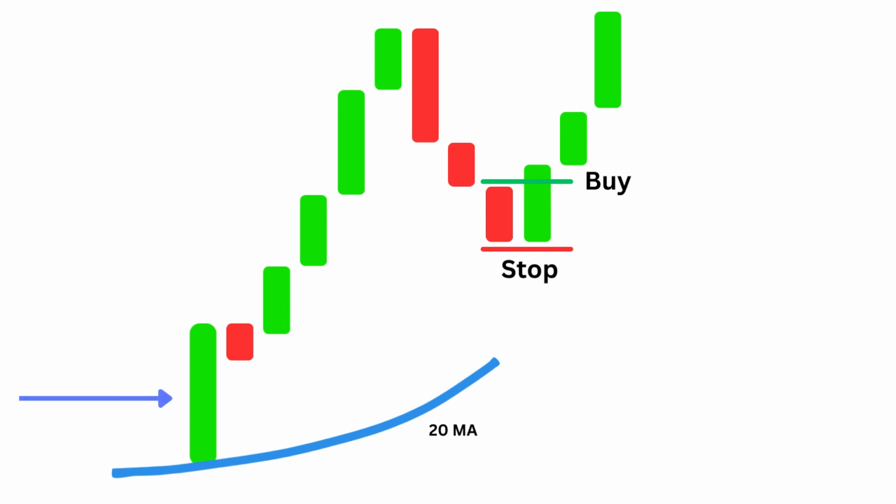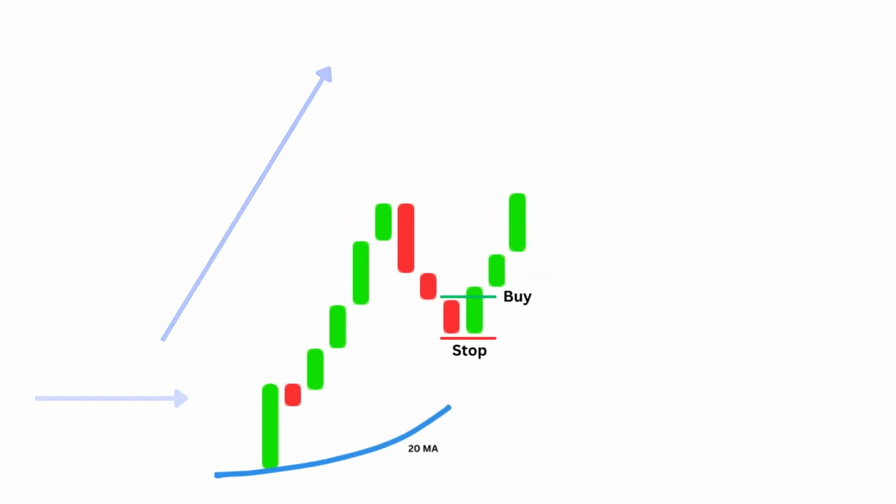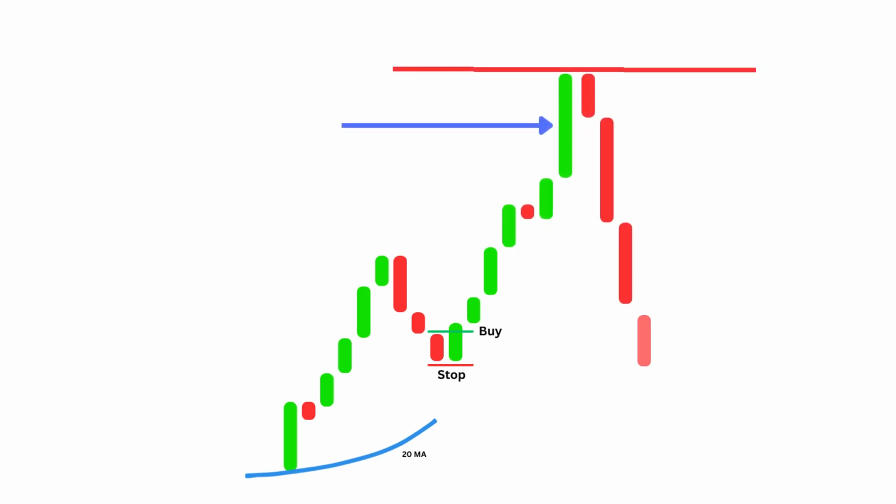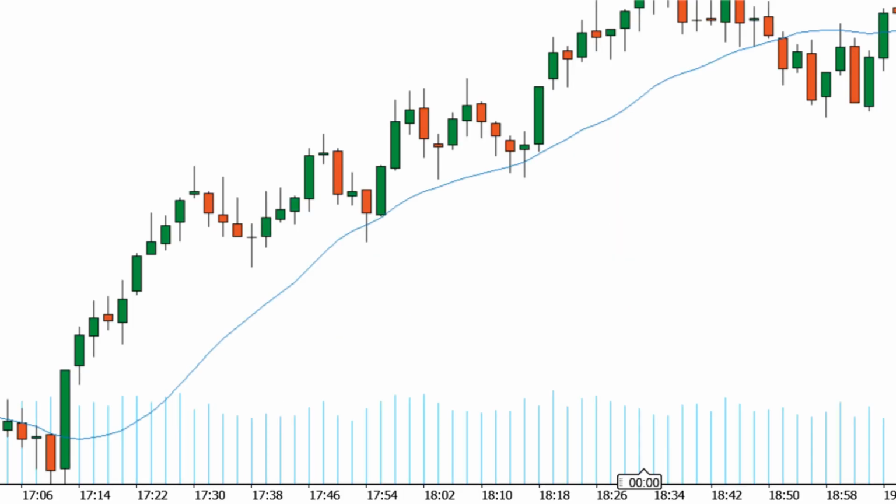If the big green bar forms near the moving average, it is likely to be followed by more green bars. If the bar forms far away, however, it is a good indication that the price will go no higher. This is the same idea for the downside. Now let's look at some real examples.